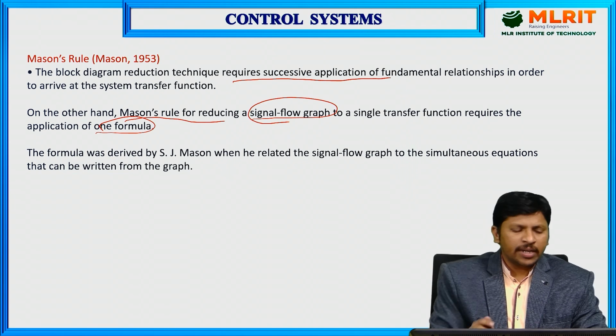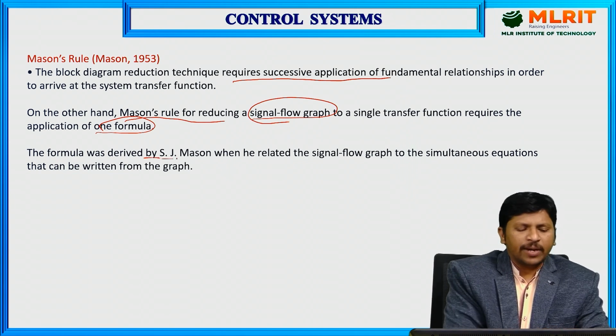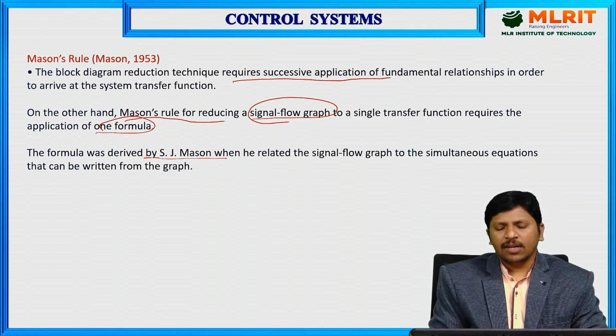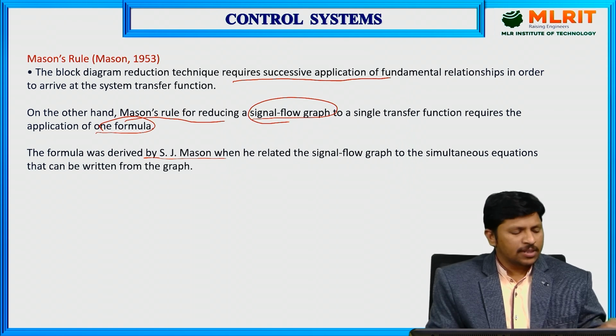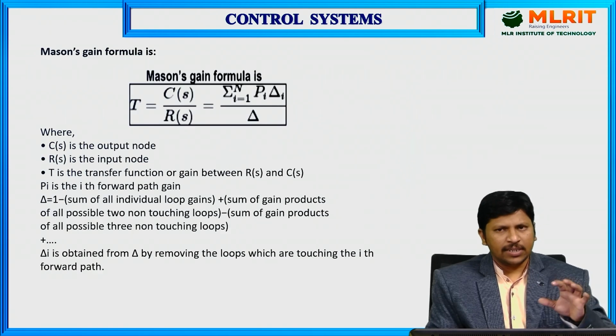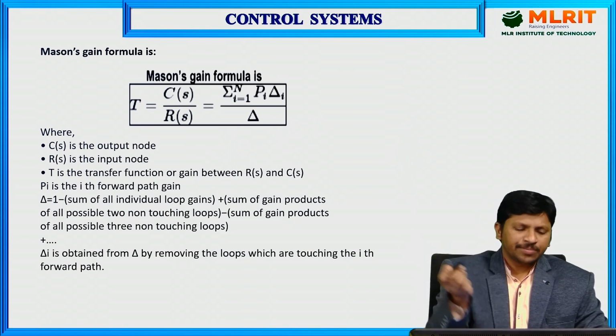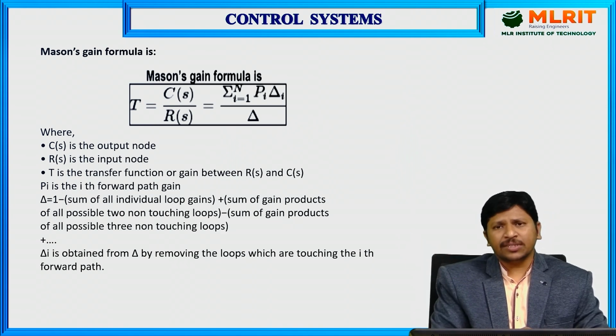The formula was derived by S. J. Mason when he related the signal flow graph to simultaneous equations, which can be written in the form of a graphical representation. The equations can be written from the given graph, or signal flow graph. Observe here: what is the Mason's gain formula? S. J. Mason introduced it, so the formula is called the Mason's gain formula.